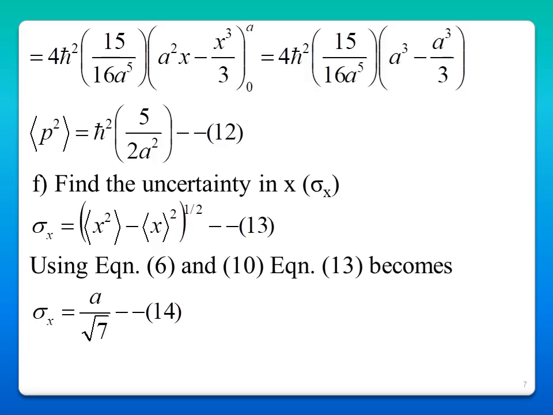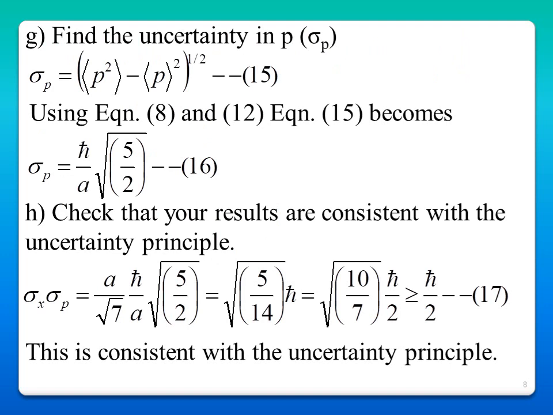Now we have to find out the uncertainty in x. So sigma x is equal to expectation value of x squared minus square of the expectation value of x, whole power half. So substitute the value of the expectation value of x squared and expectation value of x, we will get sigma x is equal to a by square root of 7. And the uncertainty in momentum is expectation value of p squared minus square of the expectation value of p, whole power half, and substitute the values, then we will get the uncertainty in momentum is h cross by a square root of 5 by 2.